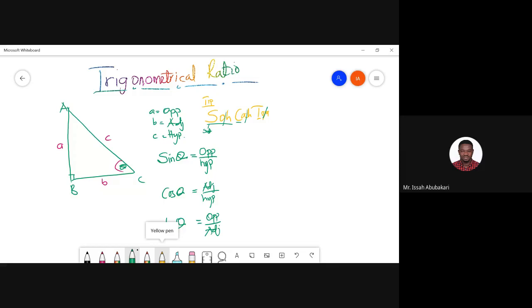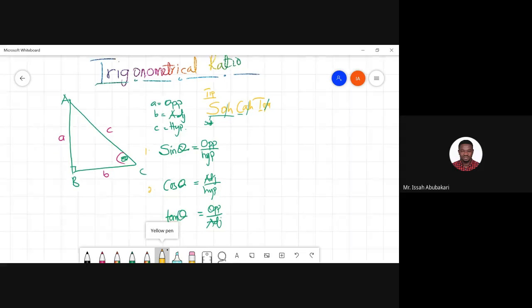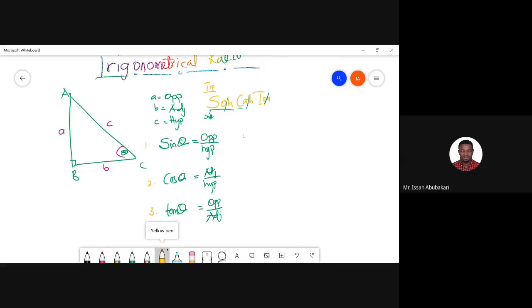That's the first 3 ratios. We are going to look at the second 3 ratios of these. So this is number 1, number 2, and number 3. So now let's look at number 4, number 5, and then number 6. So number 4 is Cosec theta, okay? And Cosec is just the inverse of sine theta.